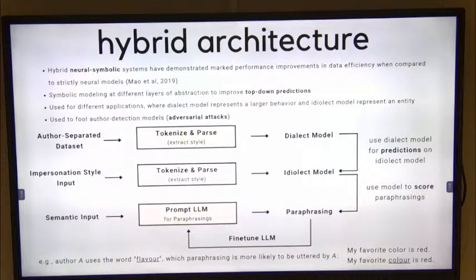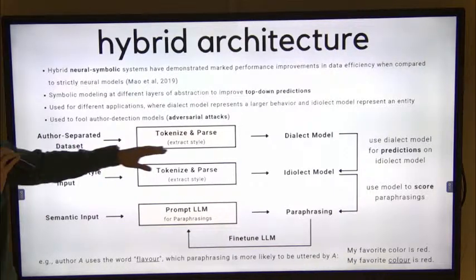And I see this being used for different applications also, not just dialects. An idiolect may be something more specific to a domain, like a technical domain. This also could be used for fooling author detection models, so adversarial attacks, or maybe training other AIs to recognize if something was written by an AI or not. So this is a higher level overview of the architecture. We have the three inputs. Hopefully, if we're dealing within the same domain, then this only needs to be done once.